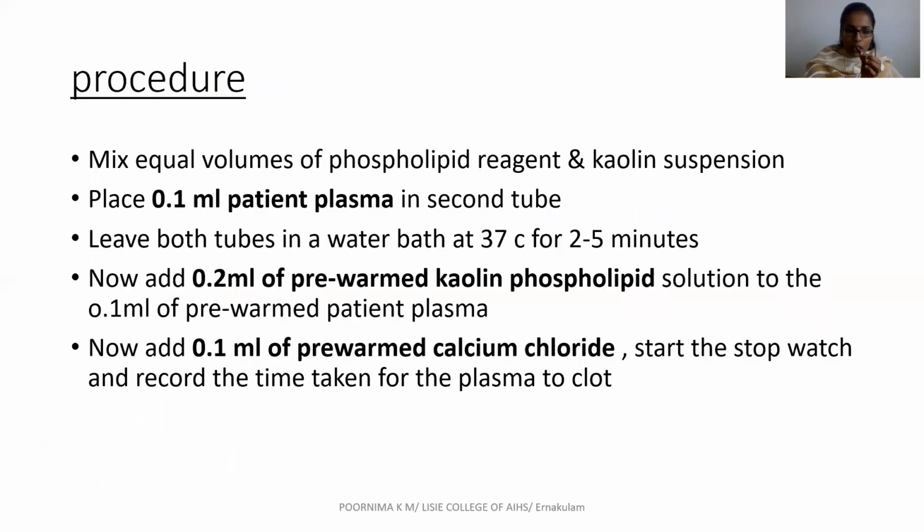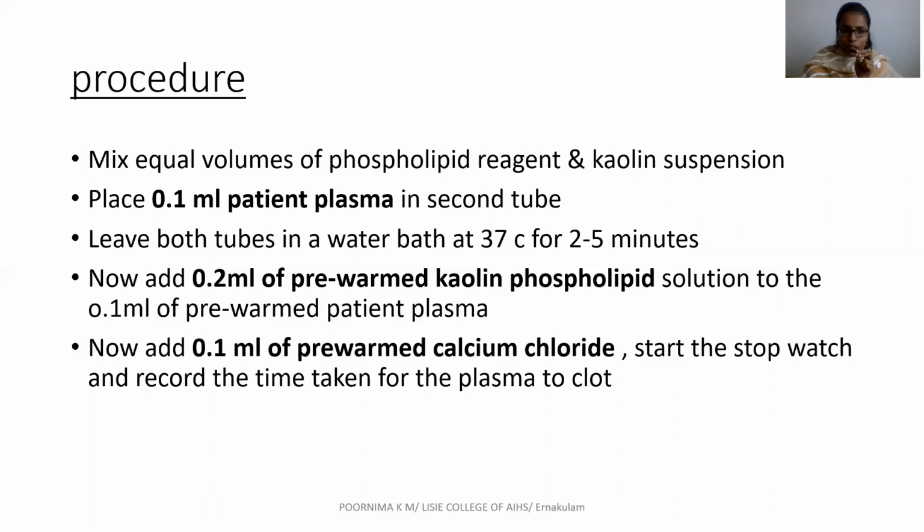So this is the procedure. Mix equal volumes of phospholipid reagent and kaolin suspension. Place 0.1 ml of patient plasma in the second tube. Leave both tubes in a water bath at 37 degrees Celsius for 2 to 5 minutes. Add 0.2 ml of pre-warmed kaolin phospholipid solution to 0.1 ml of pre-warmed patient plasma. Then add 0.1 ml of pre-warmed calcium chloride. Start the stopwatch and record the time taken for the plasma to clot.